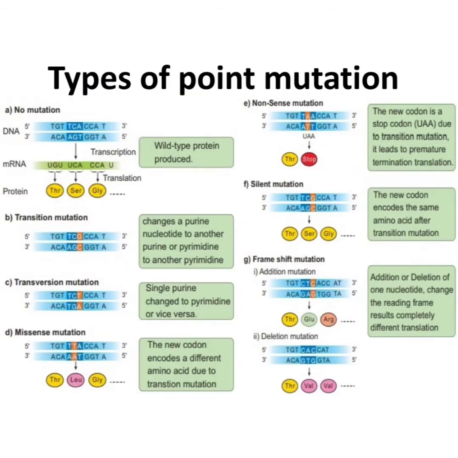To sum up, you can see the types of point mutation. In a transition mutation, there is a change of a purine nucleotide to another purine nucleotide, or a pyrimidine nucleotide to another pyrimidine nucleotide.